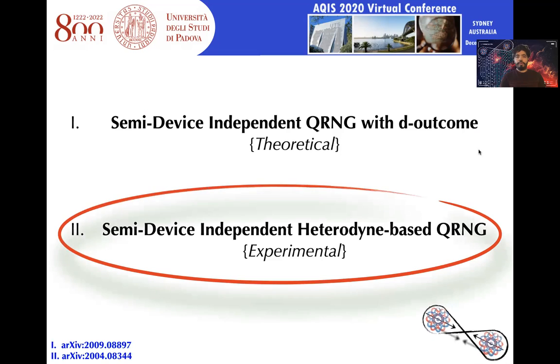In this presentation, I will describe the experimental implementation of the semi-device independent quantum random number generator described in the previous presentation, exploiting heterodyne detection. Note that both works can be found on arXiv with these two identifiers. Additionally, I will skip the introduction for this presentation as I already presented it in the previous one. So for more information on quantum random number generation and an introduction on randomness, please first watch the first presentation.